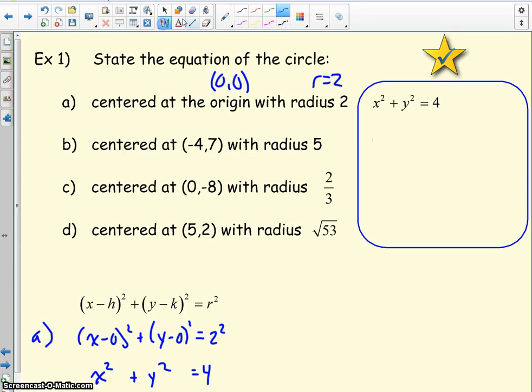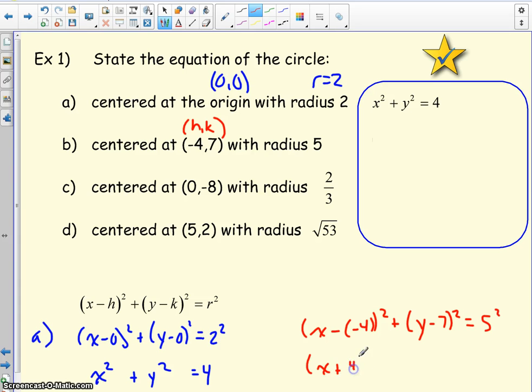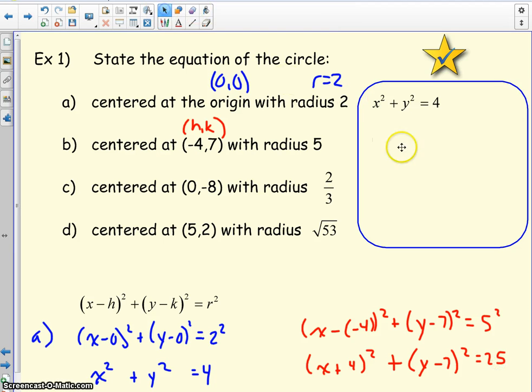Okay, let's try the next one quickly, just to get an idea of how it works. Now we're centered at negative 4, 7, so we have our h and our k, and our radius is 5. So we're going to have x minus negative 4 squared plus y minus 7 squared equals 5 squared, r squared. Simplifying, we get x plus 4 squared, because x minus negative 4 is x plus 4, plus y minus 7 squared, equals 25, since 5 squared is 25. So we get the equation of a circle.